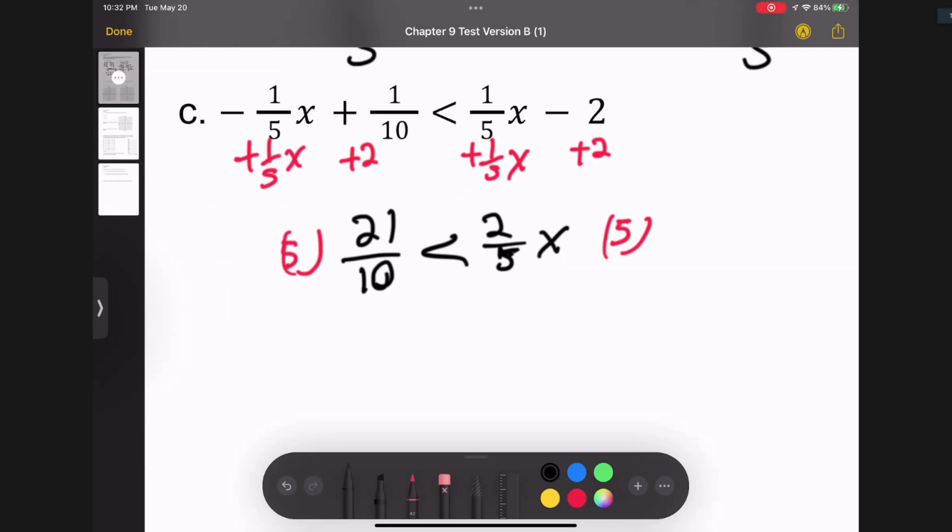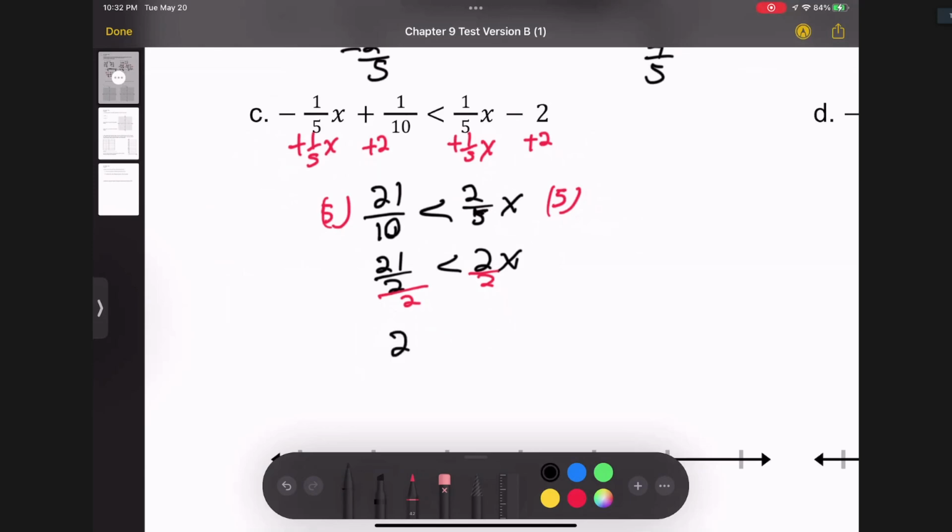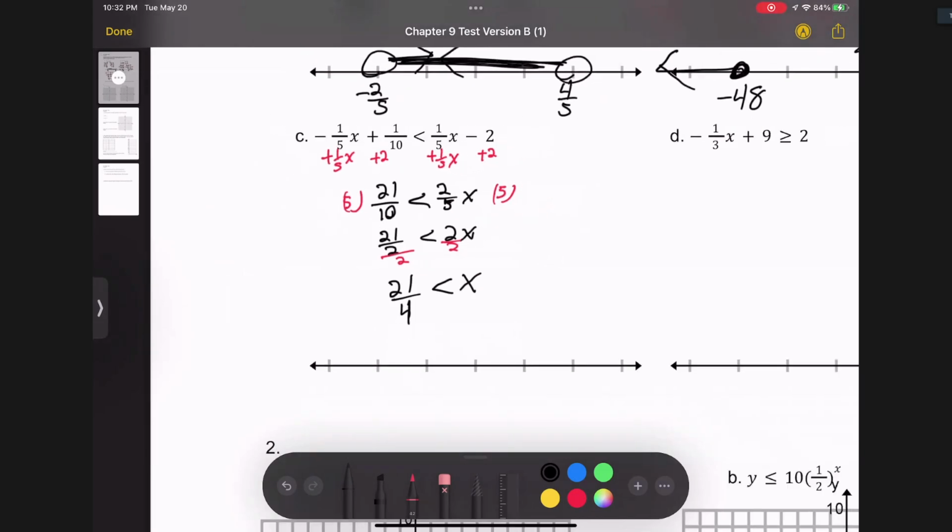We got 21/2. We divide by 2 on both sides. Again, we talked about that fraction situation. This is going to be 21 over 4, and then this is going to be 21 over 4 is less than x. So I'm just going to say that this is 21 over 4.